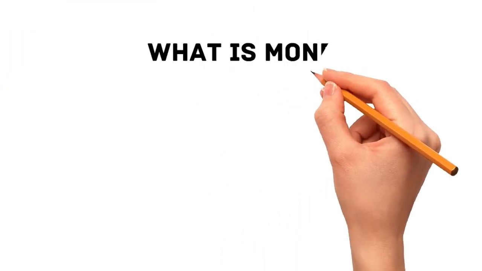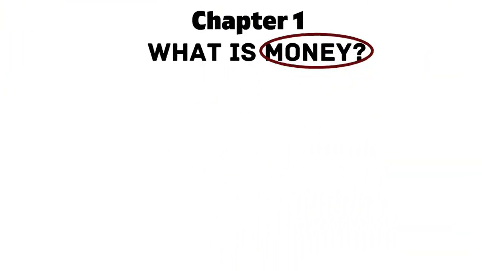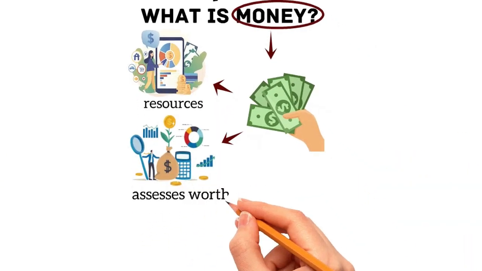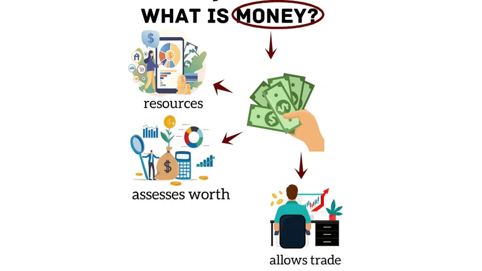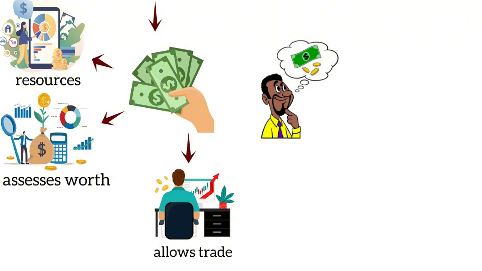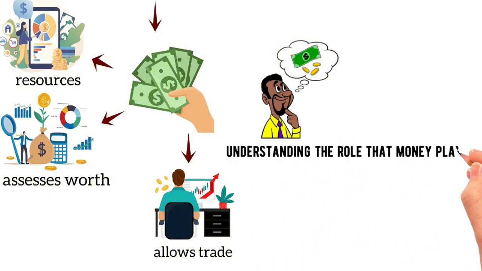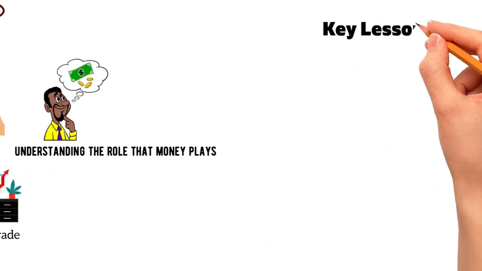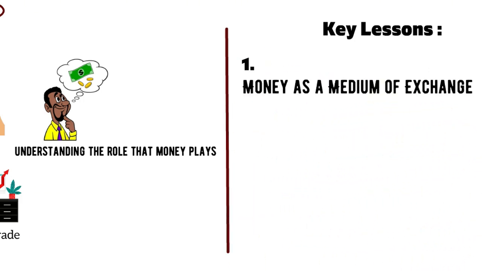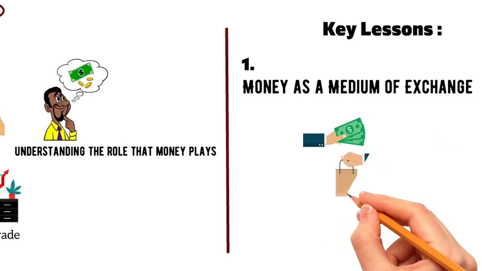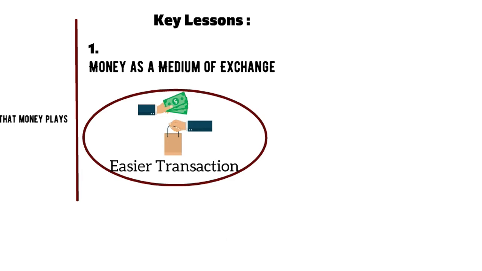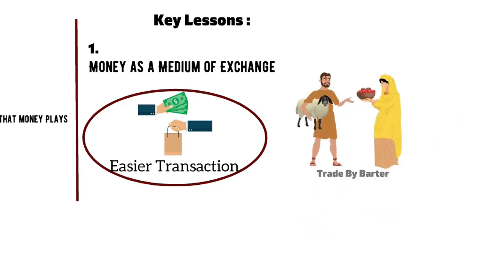What is money? is the title of Chapter 1. It's a tool that helps us manage resources, assesses worth, and allows trade in addition to being more than just paper or coins. Making wise financial decisions requires an understanding of the role that money plays. The following are the key lessons this chapter imparts to us. First, money as a medium of exchange. By offering a uniform method of exchanging goods and services, money makes transactions easier. Bartering would be difficult and time-consuming without money.